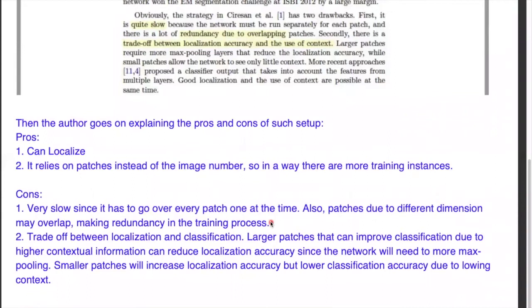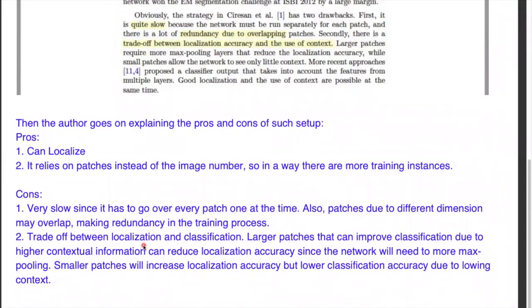In terms of the cons, the disadvantage of this method, they argue that because they have to go one patch at a time, it takes a long time, it's very slow. Also, because they have to use different sizes for the patches, sometimes patches overlap, so that adds redundancy to the network.